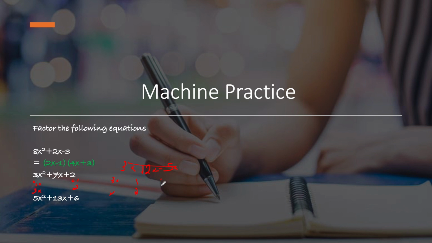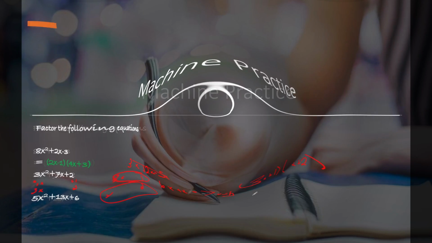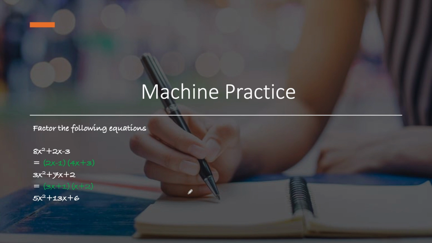3x times 2 is 6x. X times 1 is x. 6x plus x is equal to 7x. This is equal to b, so we know we have our pair. Now we take these two values across, and we have 3x plus 1 and x plus 2. This is our equation in factored form. Checking our answer. We got that right as well.